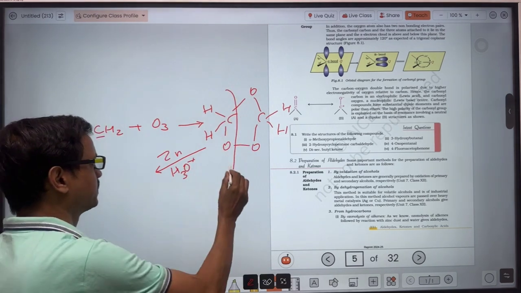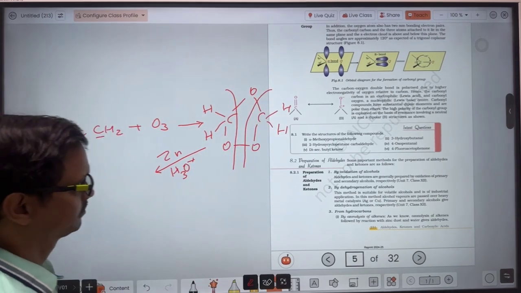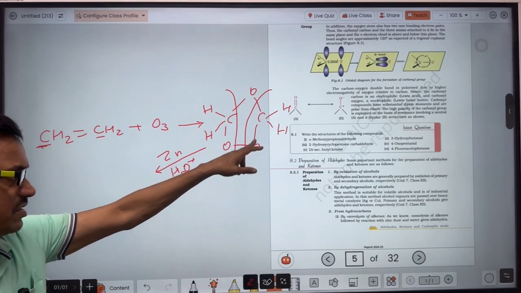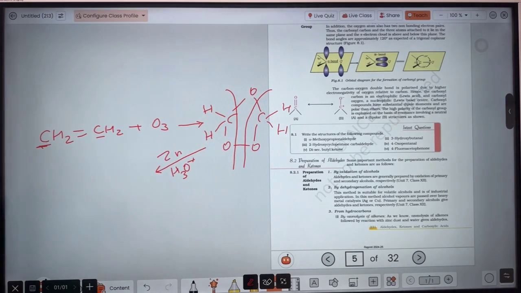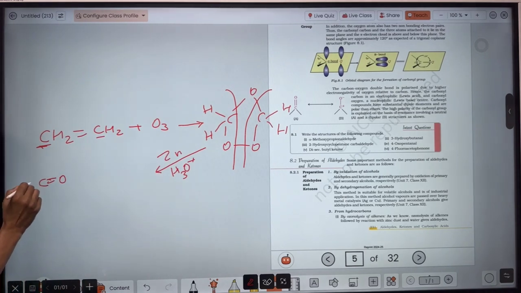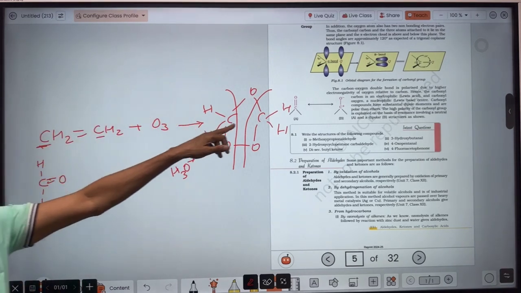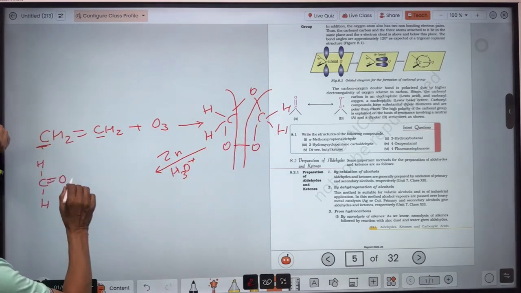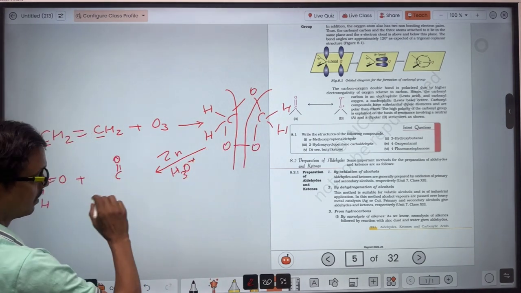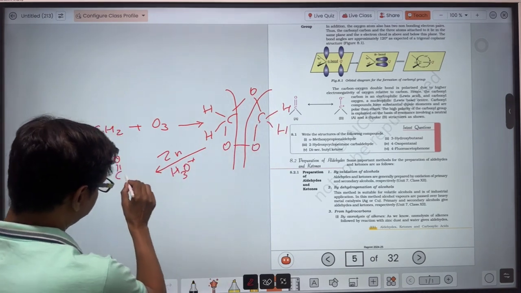Then what happens? From here the bond will dissociate, from here the bond will dissociate. So this oxygen will do double bond formation with this carbon and this oxygen will do double bond formation with this carbon. So the compound will have carbon here, one bonded oxygen, and this carbon is bonded to 2 hydrogen. In the same way, on this carbon here, this oxygen will also do double bond formation, and this carbon is bonded to 2 hydrogen.